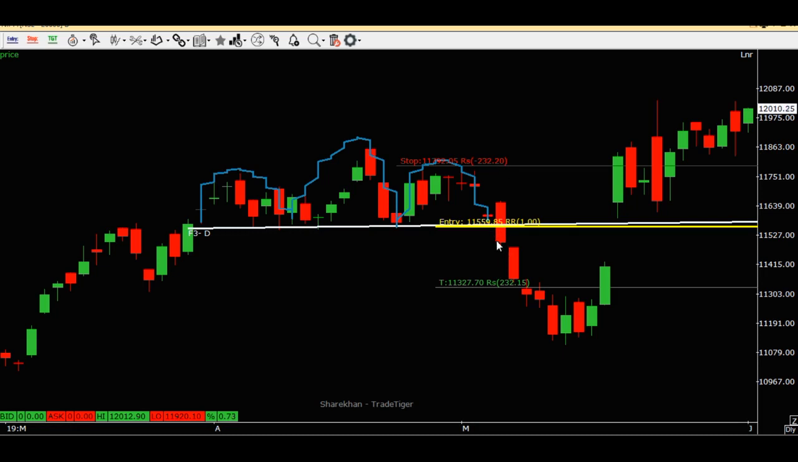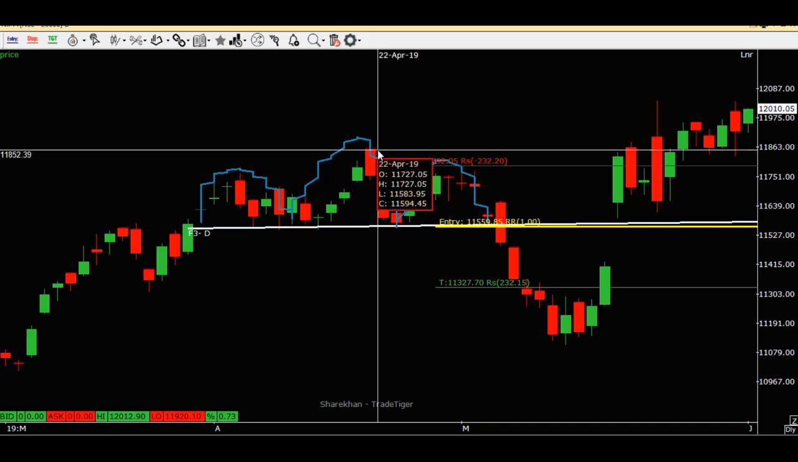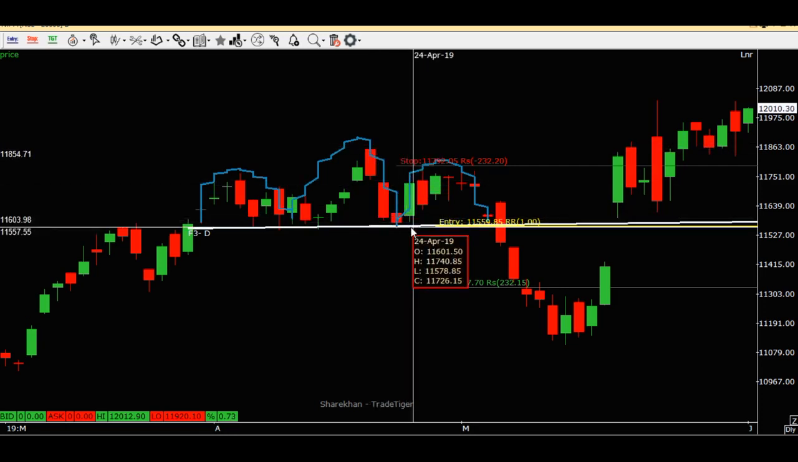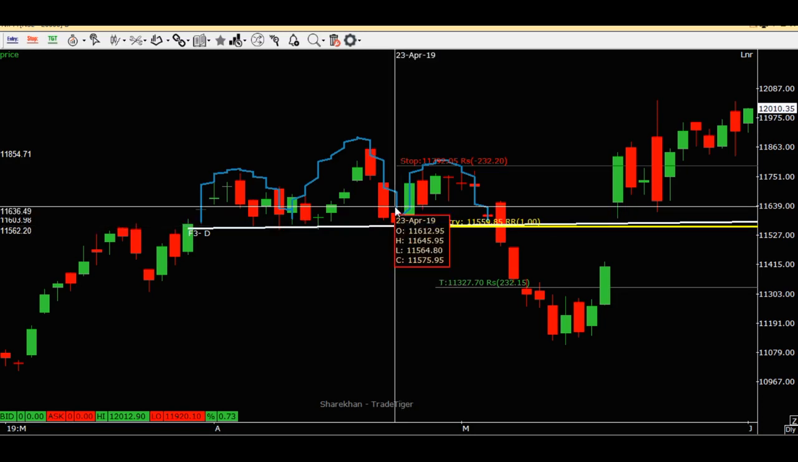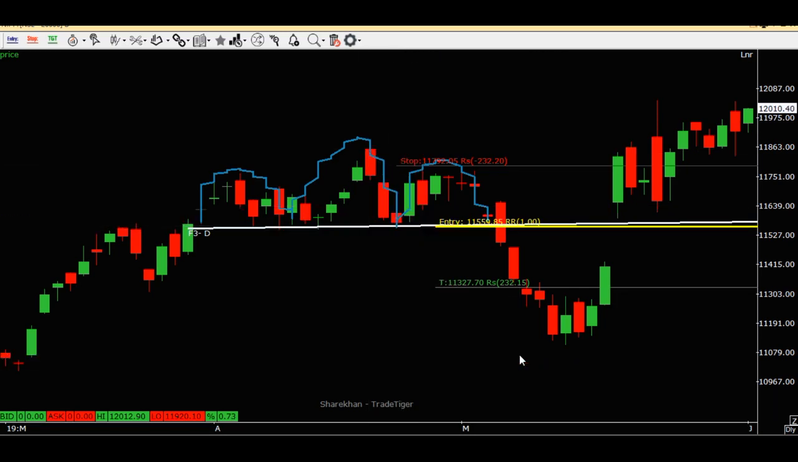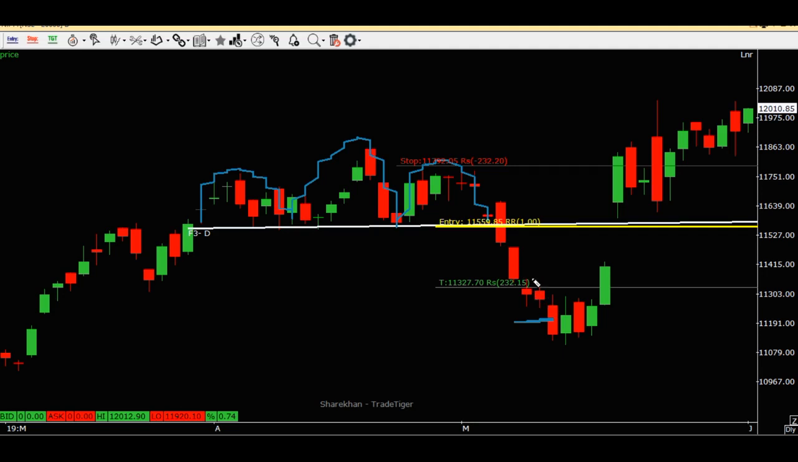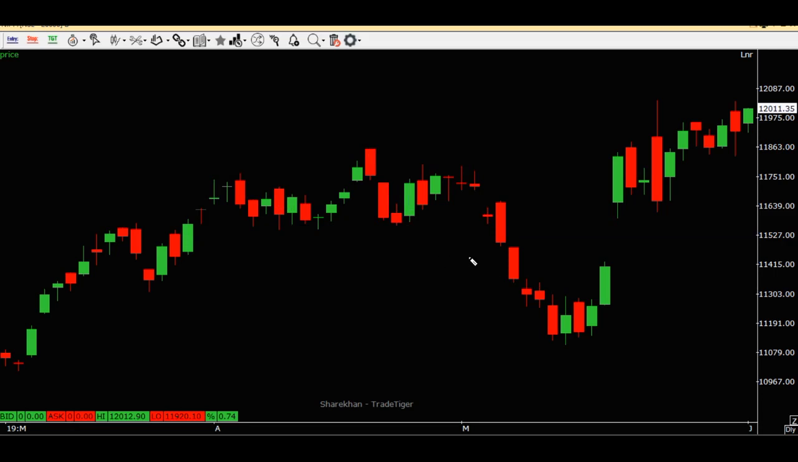Okay, this is how beautifully this pattern works, right? And now my final target would be from the high of the head to the neckline, right? We calculate that distance, and this target would have also achieved somewhere here. So in about 4 or 5 days, 1 week, your entire target would have achieved and you would have exited the trade right here. Okay, let's see a few more examples.